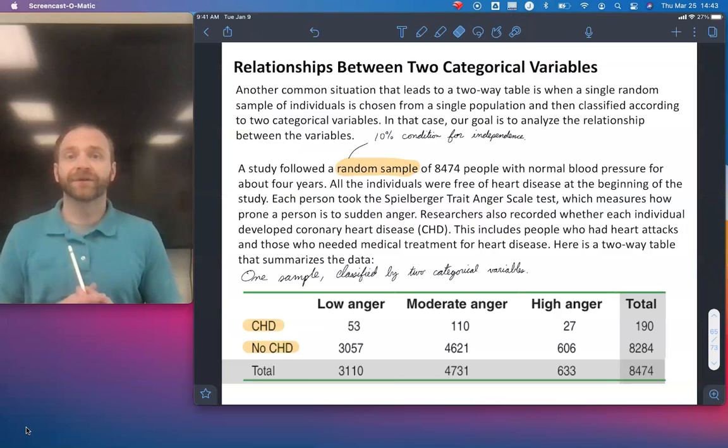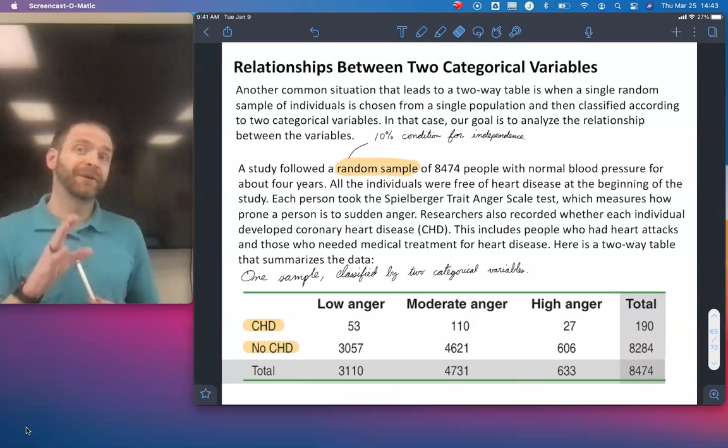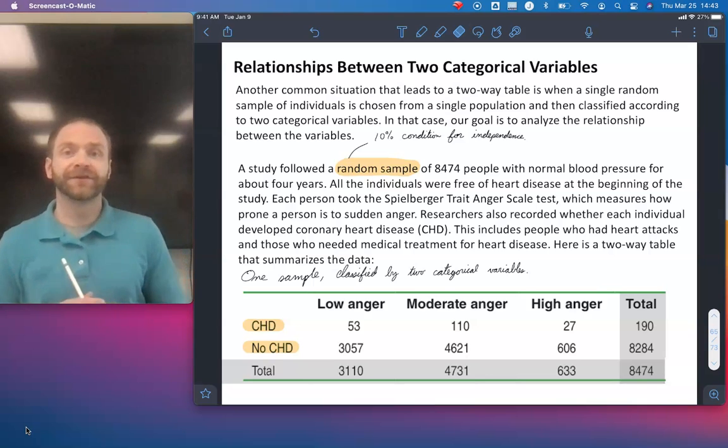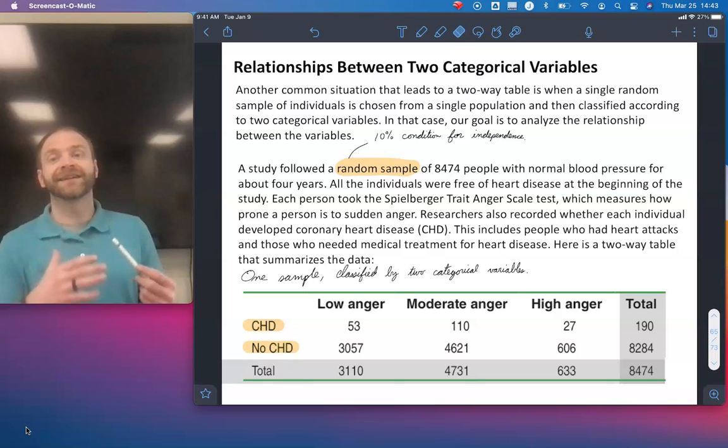So that was a chi-square test for homogeneity, looking at an experiment. Now we're going to look at another relationship between two categorical variables, and it's another common situation, and it leads to another two-way table. It's going to take a single random sample.